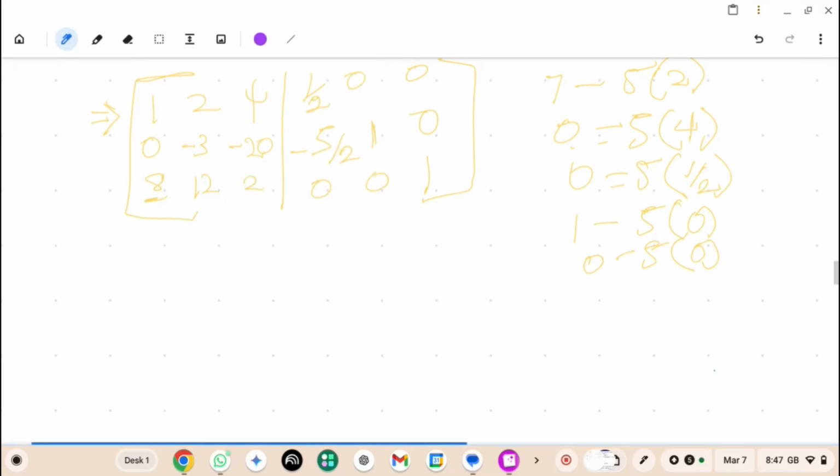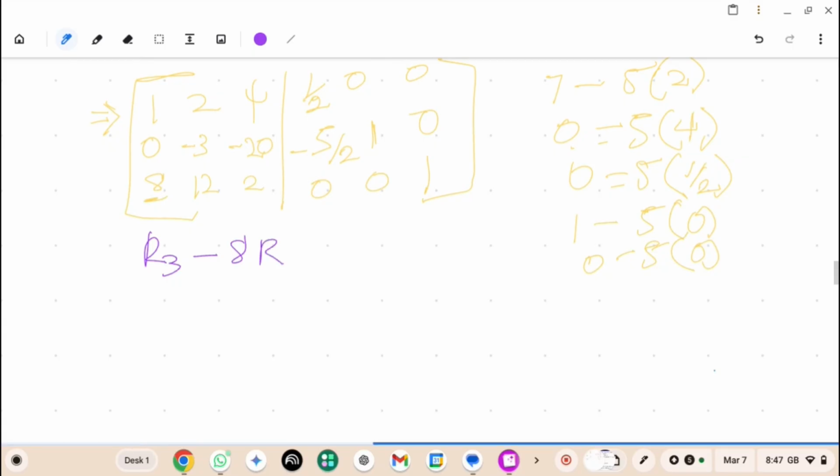But then you have to multiply by a row. So we say row 3 minus 8, because you want the 8 to be 0. Multiply by row what? Row 1, because there's 1 here. Multiply by row 1.